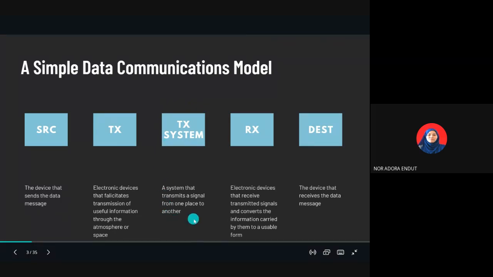Okay, so once dia dah tahu okay source nak hantar kepada siapa, dia akan proses lah ke mana kita nak forwardkan data ni kepada orang yang betul. Okay, so bila orang yang betul tu dia mesti ada satu device lah untuk terima data. Okay, that's the receiver. Dan sampailah kepada the destination, the person or the device that should be having the exact data. Okay, boleh? So that's a very simple data communication lah. Bila orang tanya, you should be able to describe, okay, data communication ni apa sebenarnya?